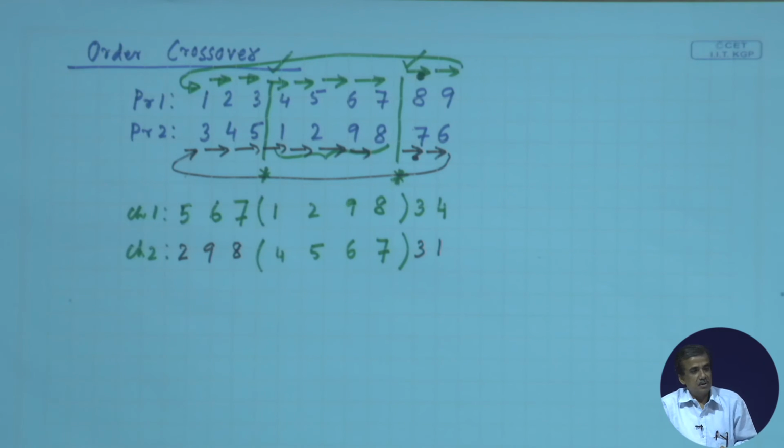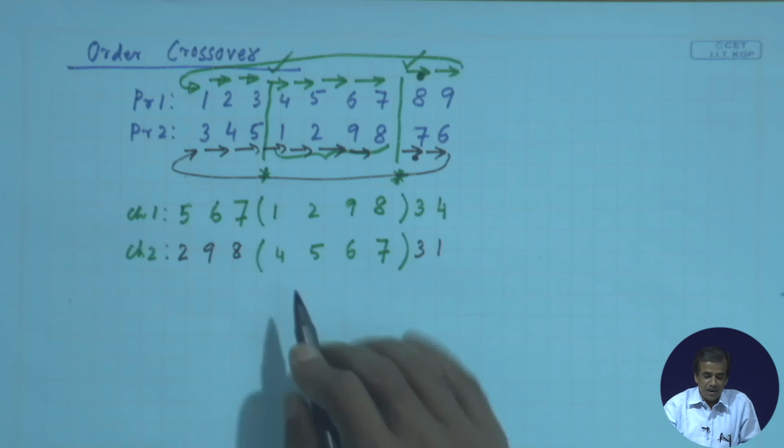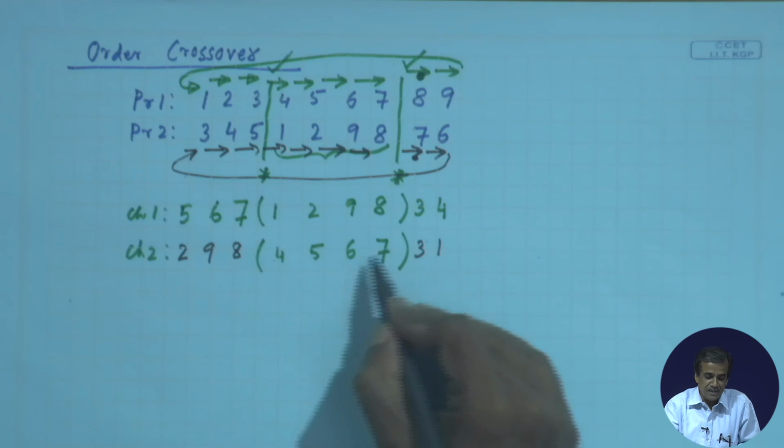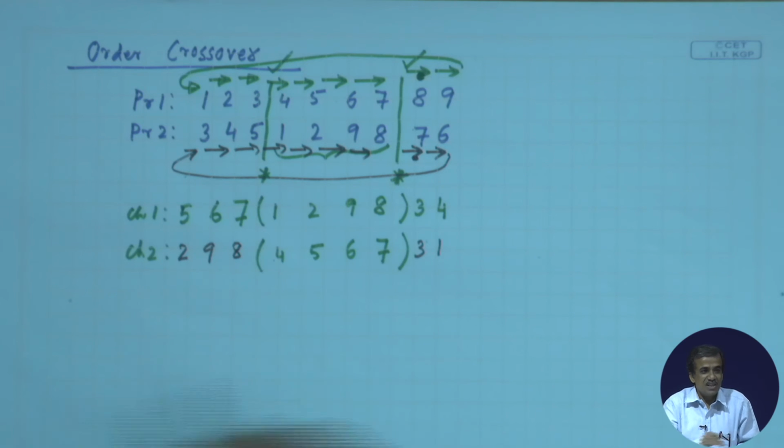Okay. Now, you can check 1, 2, 3, 4, 5, 6, 7, 8, 9. So, all the cities have come and there is no repetition. Am I clear to all of you? So, the method of this particular order crossover, I think this is clear to all of you. Okay?